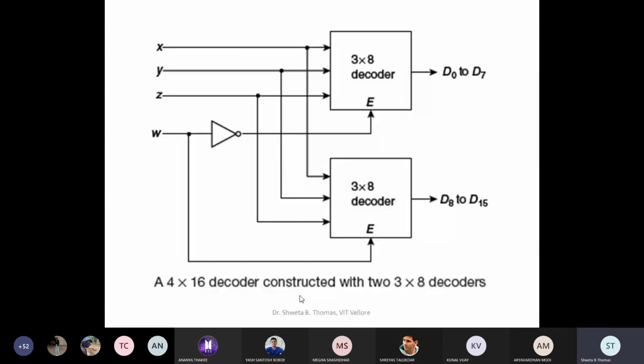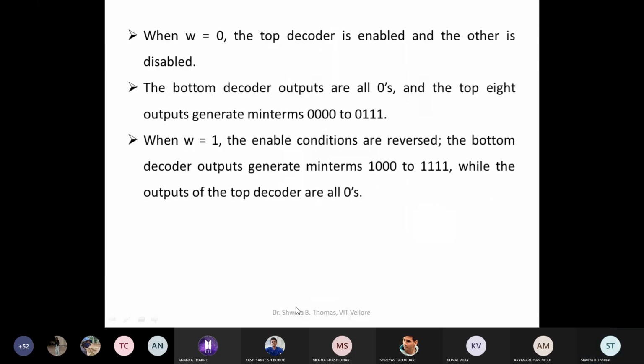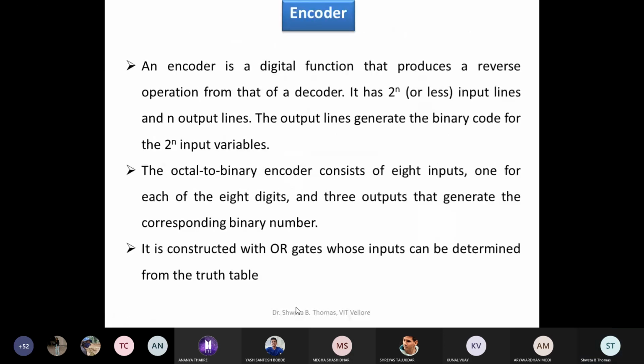Okay, so the top decoder is working when W is 1. When W is 0, after the inverter it gives you 1. The bottom one goes directly to the bottom decoder; we have not taken any NOT gate. You can implement this for your lab task too, but there is no need to. Some points I have given here; later you can see this.